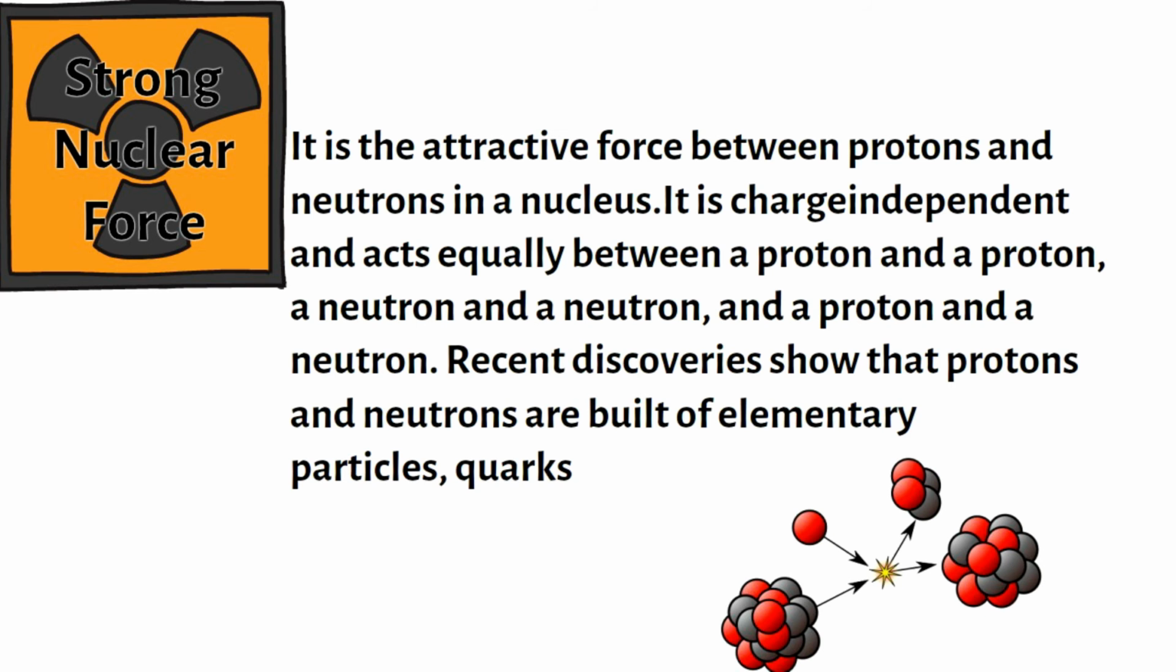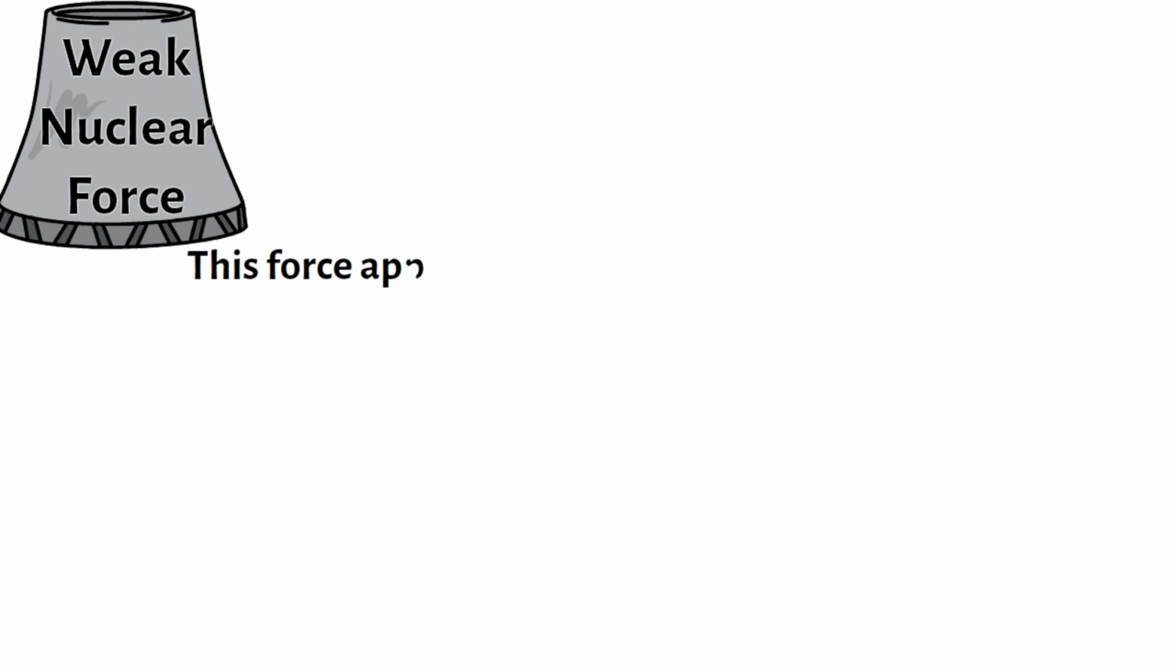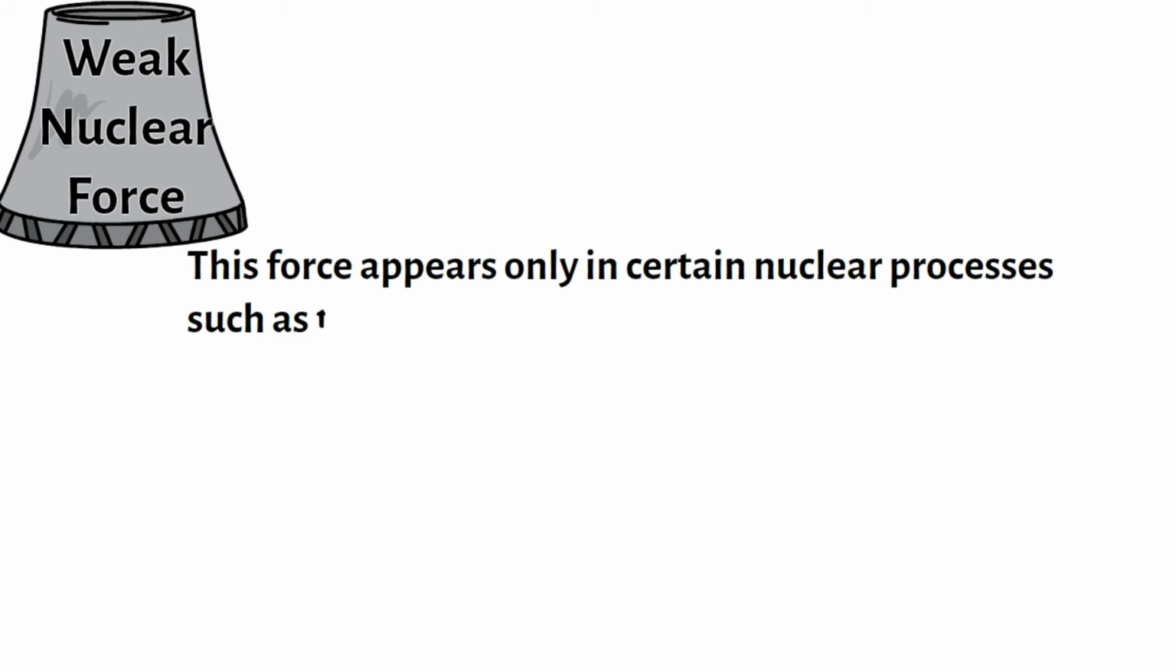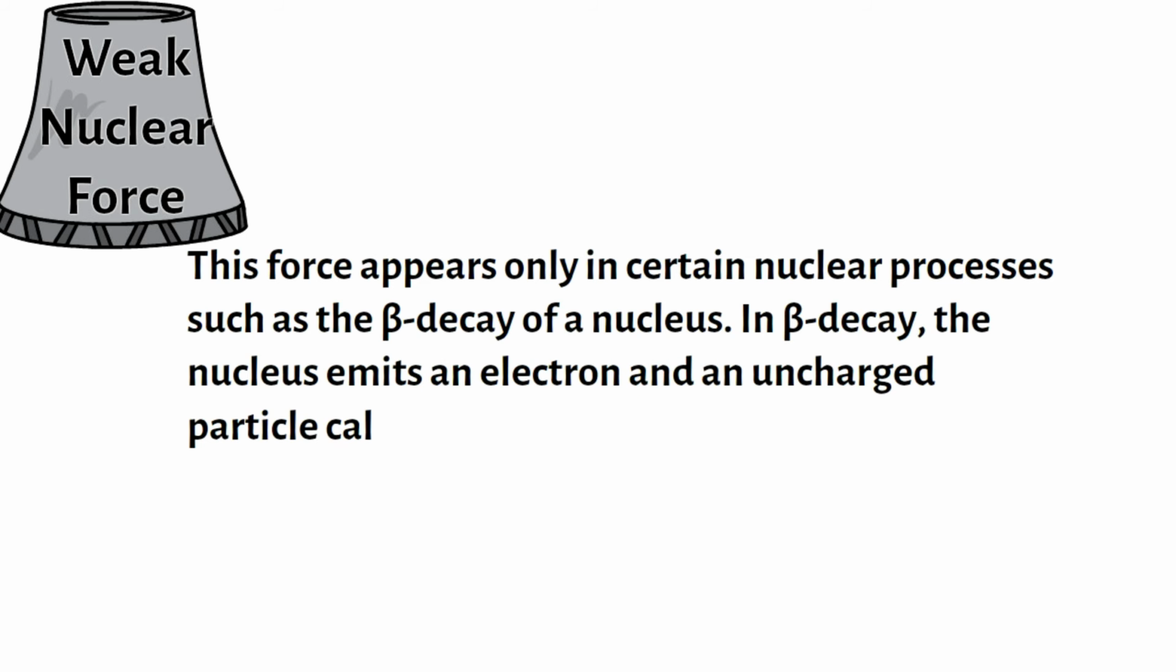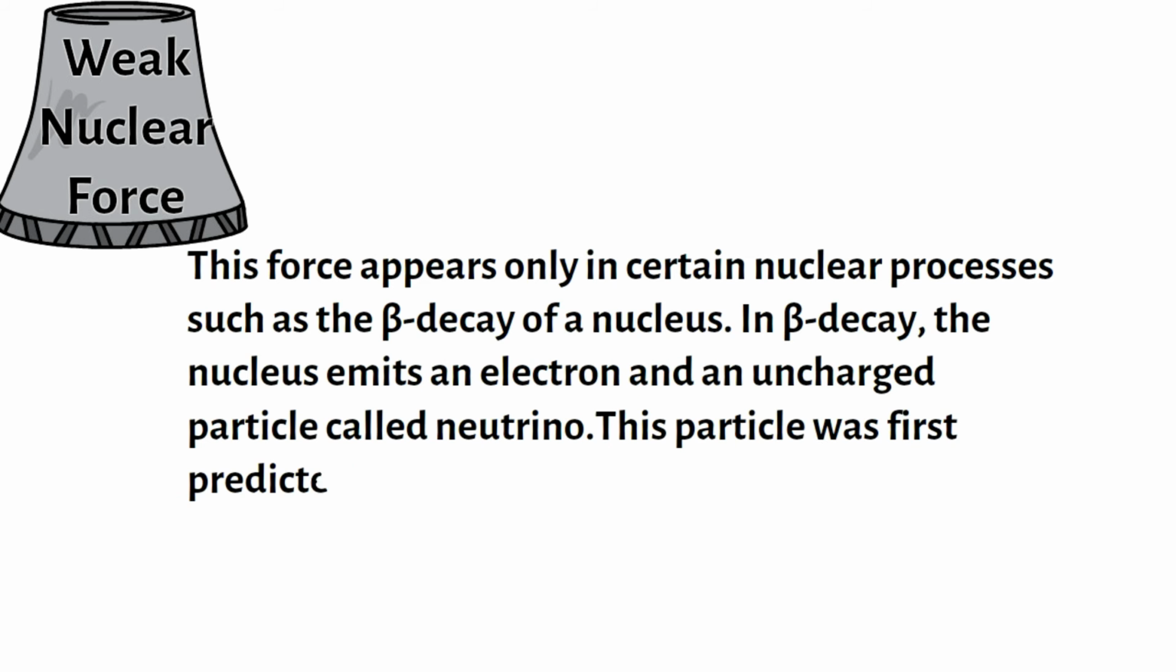elementary particles, quarks. Weak nuclear force: this force appears only in certain nuclear processes, such as the beta decay of a nucleus. In beta decay, the nucleus emits an electron and an uncharged particle called the neutrino. This particle was first predicted by Wolfgang Pauli in 1931. The table below shows the difference between the above forces.